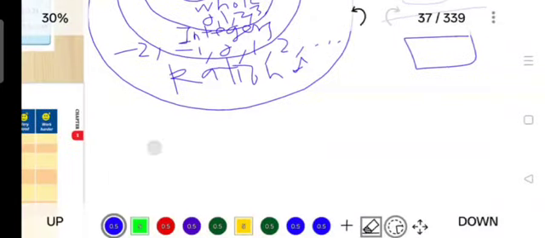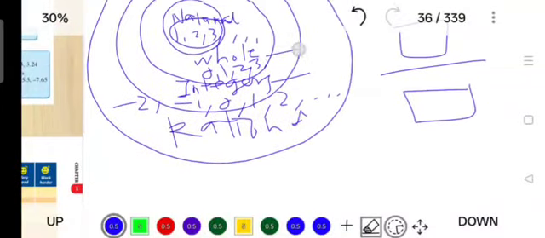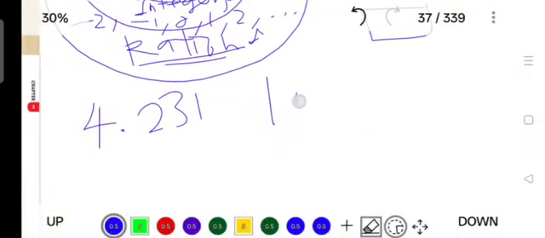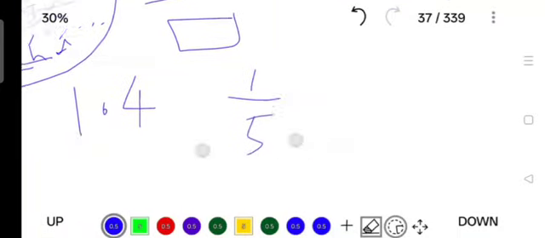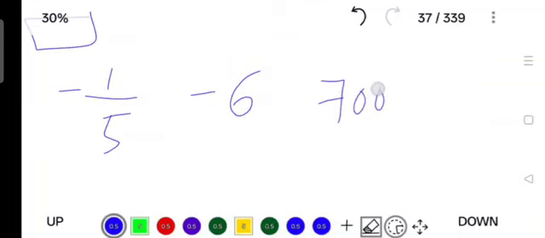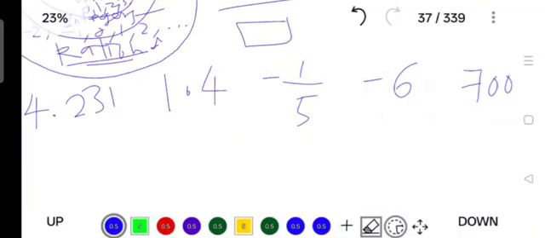Any number that you can convert into a fraction is counted as rational. Normally all the integers, all the whole numbers, all the decimals, and any fractions fall in this category. For example: 4.231, 1.4, 1 over 5, negative 6, maybe negative 1 over 5, and 700. Numbers like these, how do we convert them? At a glance, they don't look like fractions. To fit into the category of rational numbers, it must have one up, one down.